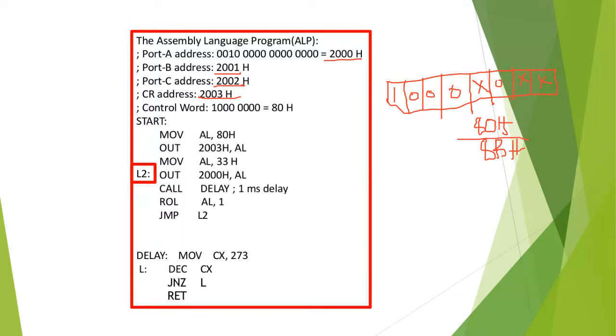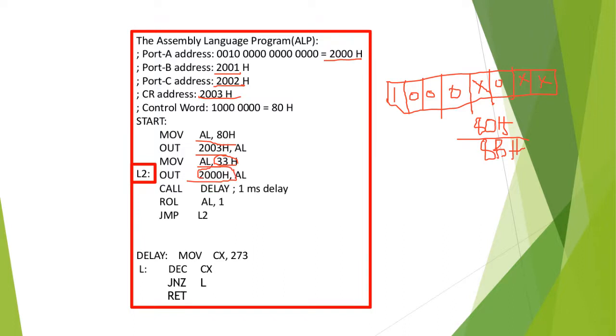So now we send the control word to the control register. Control register address is 2003H, and then MOV AL, 33H. Look here. We have to send to the stepper motor 33H for two-phase excitation. We already discussed that, and then we will send it to the stepper motor because the stepper motor is connected to port A. So OUT port A address, AL, and then delay.